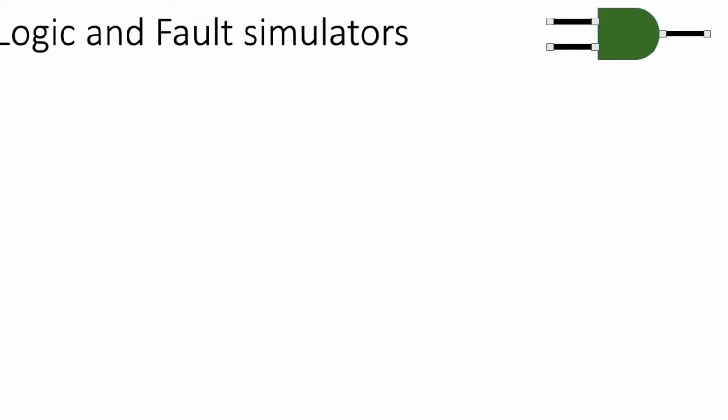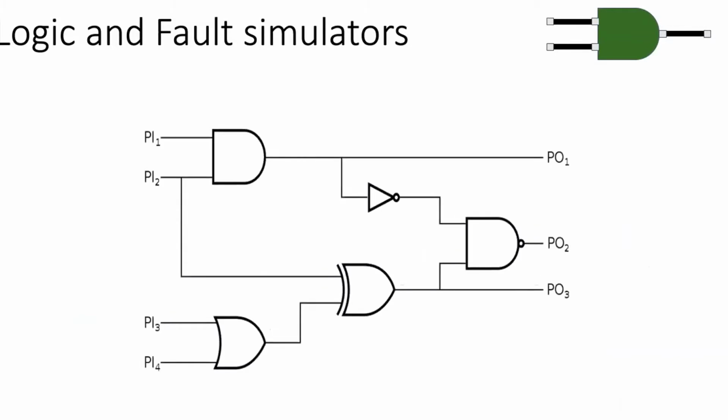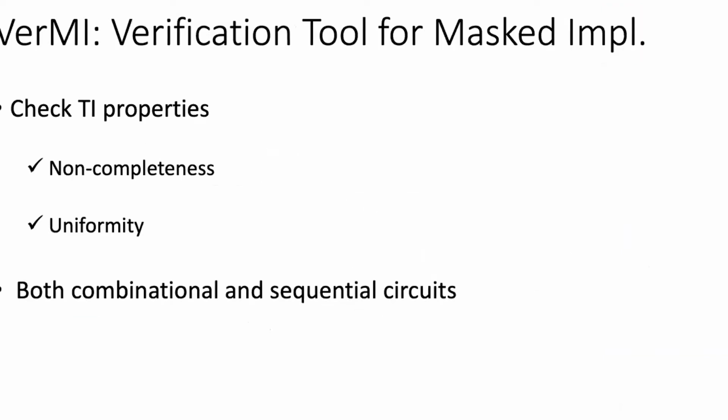These tools are built based on logic and fault simulators. They use objects, pins, and gates as objects to build this structural model of the circuits, from where we then will launch these additional security tests. So the first tool, Vermi, checks fundamentally the TI properties. We check for non-completeness and we check for uniformity in both combinational and sequential circuits. I won't get into too much detail of how we do things because I want to spend some time on the demo. So I'll show how these things are tested in some examples.